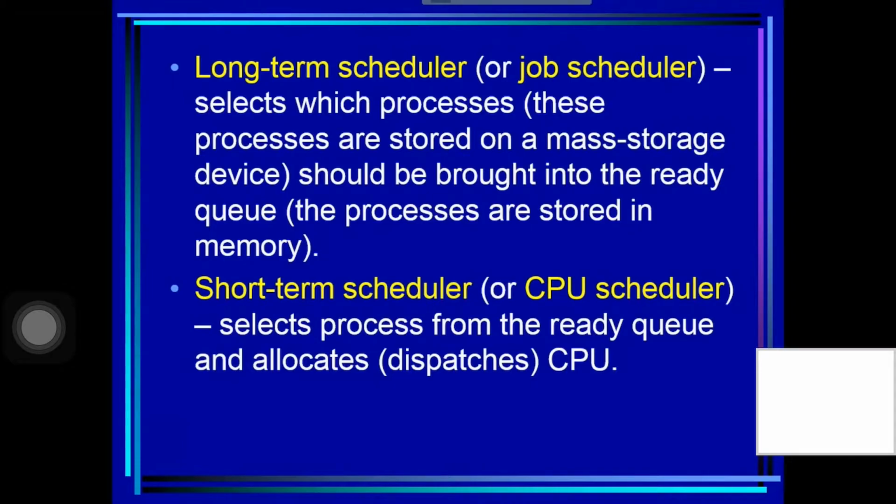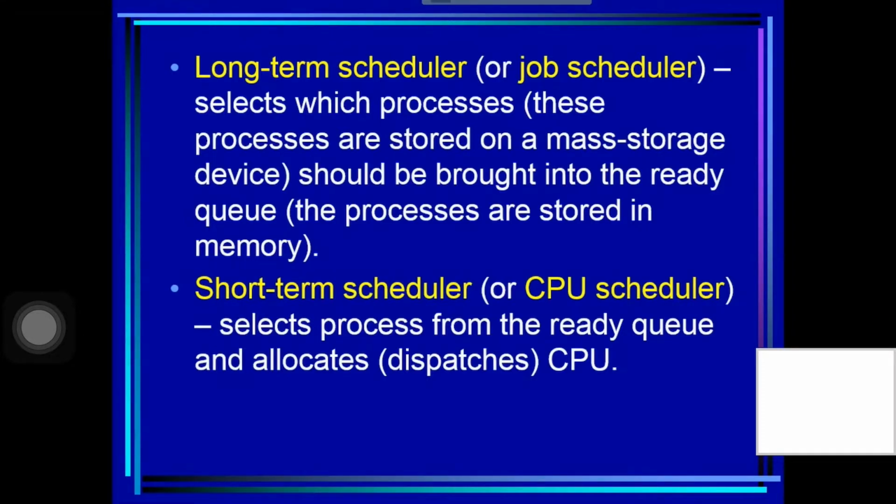So the long-term scheduler, we also call it the job scheduler, selects processes from the job pool, from disk, and loads them into memory for execution. This is the long-term scheduler. I want to emphasize it is also called the job scheduler. Its aim is selecting processes from disk and loading them into main memory, putting them into the ready queue.